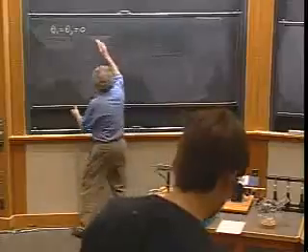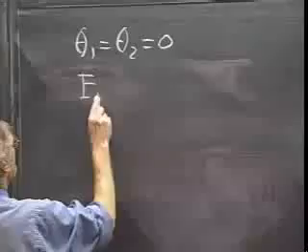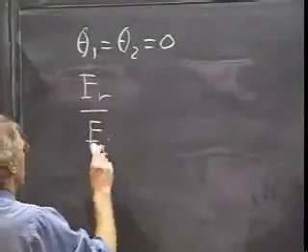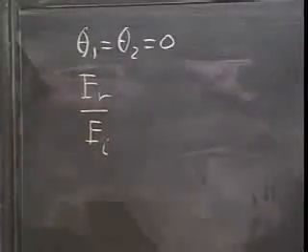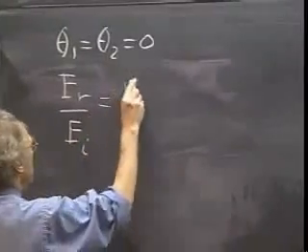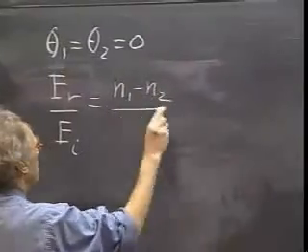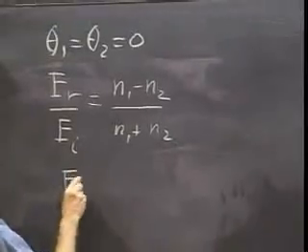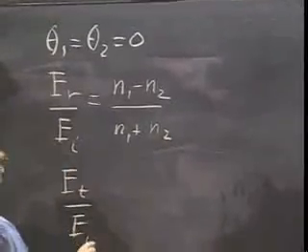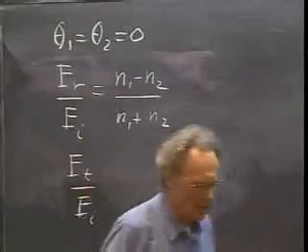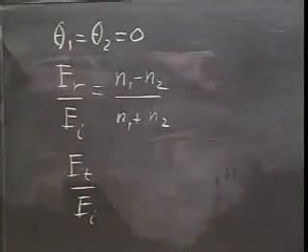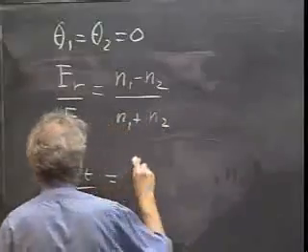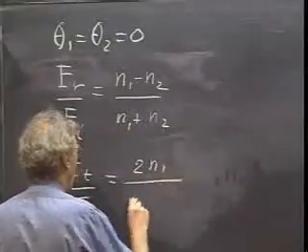And so you'll find then, and I will just write that down in terms of ER over EI. So ER over EI, regardless of whether it is the parallel or the perpendicular component, is the same as N1 minus N2 divided by N1 plus N2. And you'll find that ET divided by EI, notice we always compare with the incident beam, is then 2N1 divided by N1 plus N2.